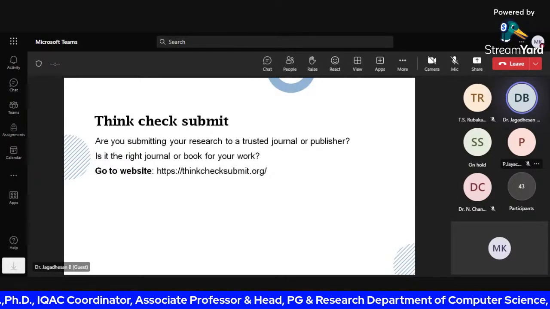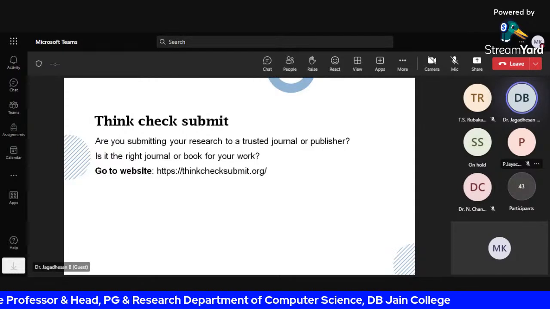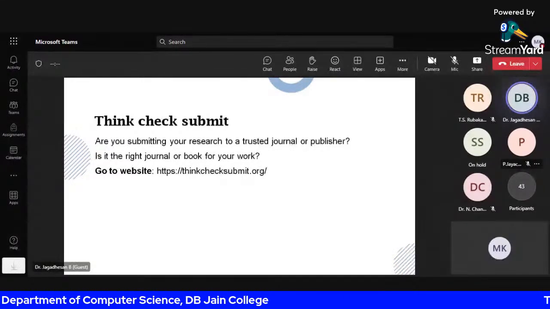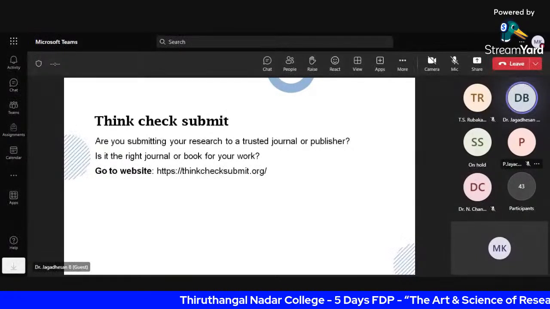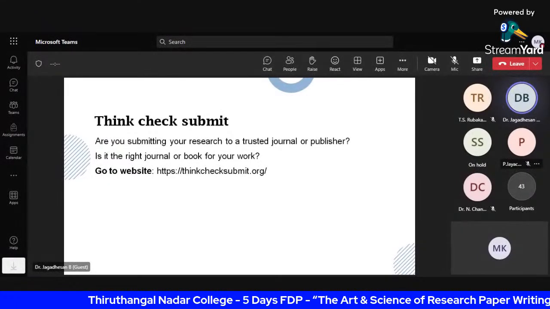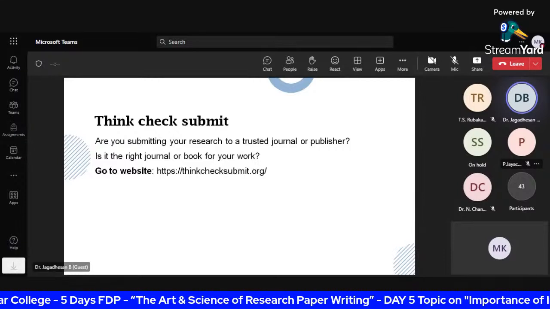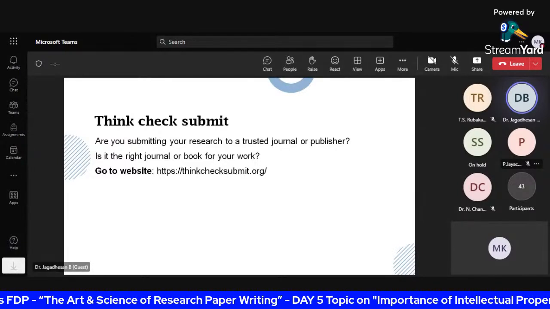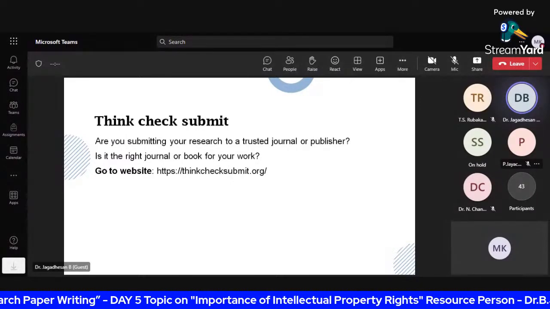Now, there is a new point. Are you submitting your research to a trusted journal or publisher? Is it the right journal or book for your work? This thinking goes on every day among research scholars and professors. Now, I will give you one site. Are you submitting any kind of research to a trusted journal or publisher? Are you suspecting whether it is the right journal or right book, or a false one? Then go to the website.